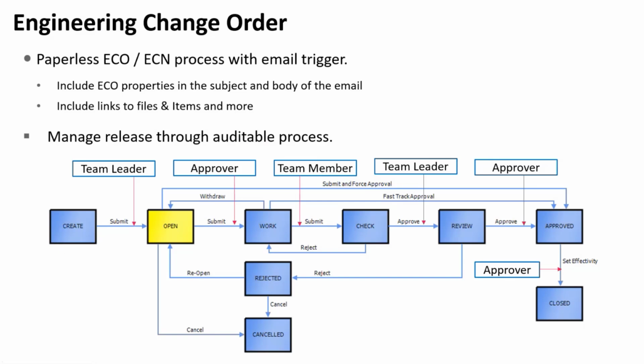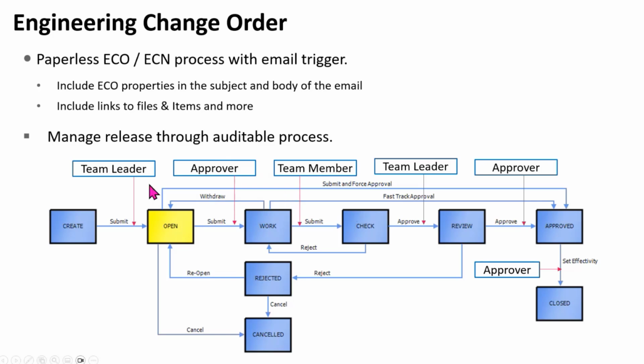So next is engineering change order, where we can assign tasks to somebody. So maybe a team leader creates an engineering change order, or ECO in short. Create it and then assign it to somebody. That one person needs to work on it and then submit it.